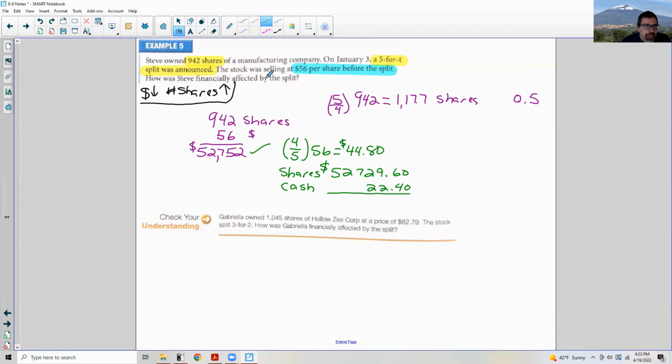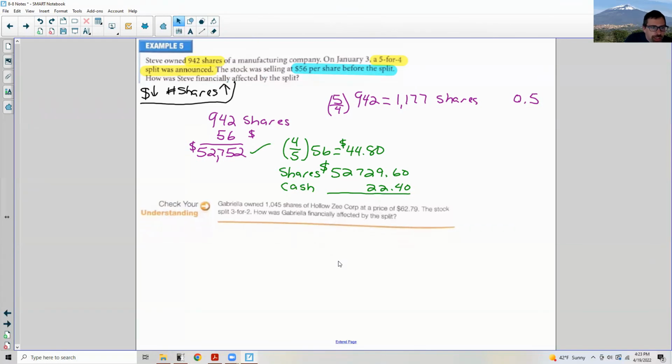So how was Steve financially affected by the split? Well, he's got $22.40 less invested in this company, but he's got the cash instead. So that's the only difference. Okay. All right. So now let's check your understanding.